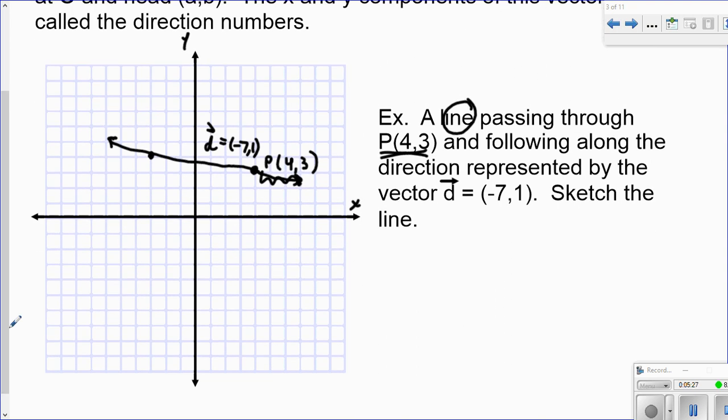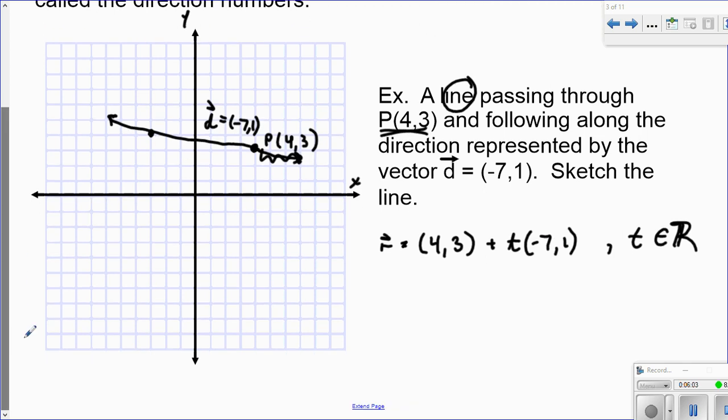So a vector equation for this line is written as r, and then I start with my point, I introduce a parameter, and I put in my direction vector. On my parameter I'm going to have a restriction where t can be an element of the real number system. So that allows for the solid black line here. That's it. This vector equation represents the line that I just drew above, starting at (4, 3) and following along the path (-7, 1). So ideally, this is kind of what we do here.